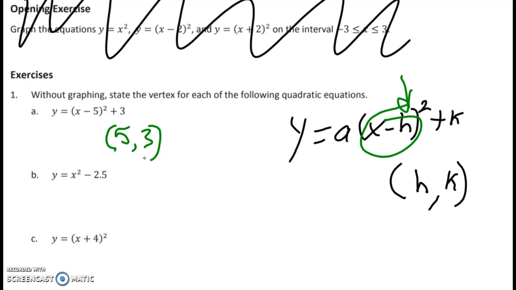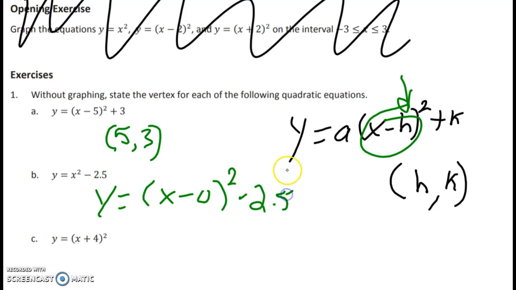In the second one, it's not technically in vertex form, or it doesn't appear to be so. But if you want to think that it's truly x minus 0 squared minus 2.5, then it looks more familiar in that form. And my vertex for the second one would be 0, negative 2.5. So the difference there with the y value is that the sign stays with the number.